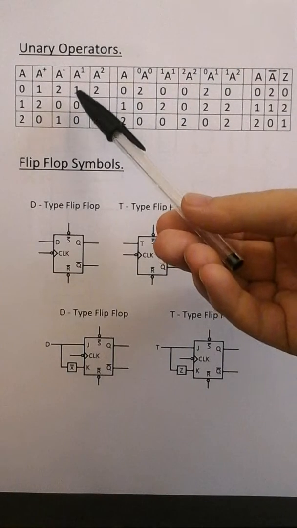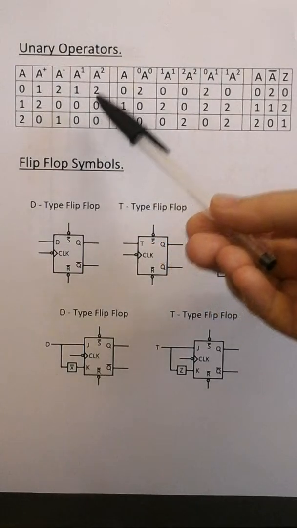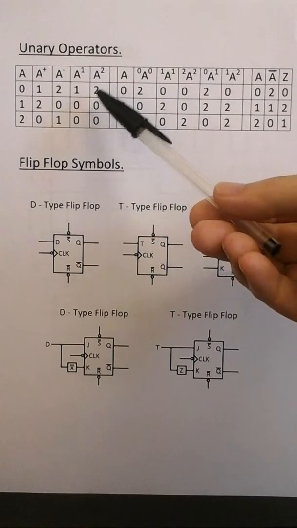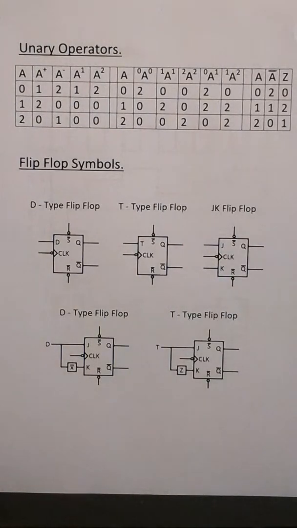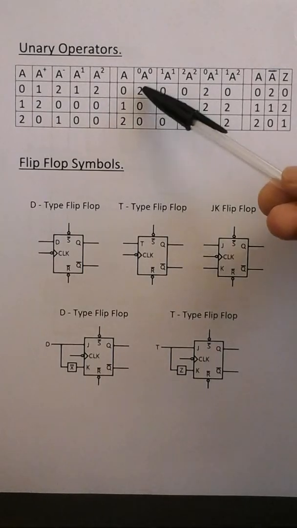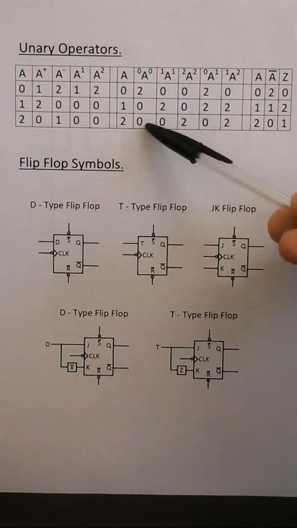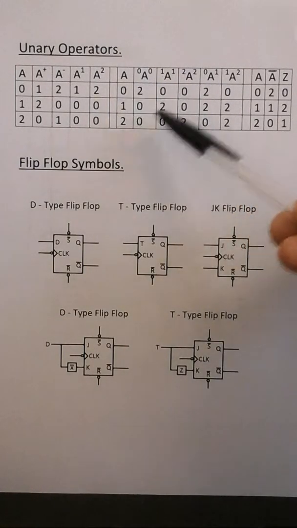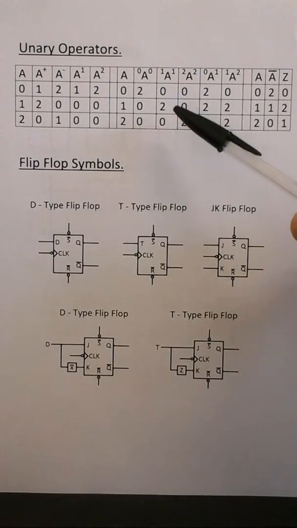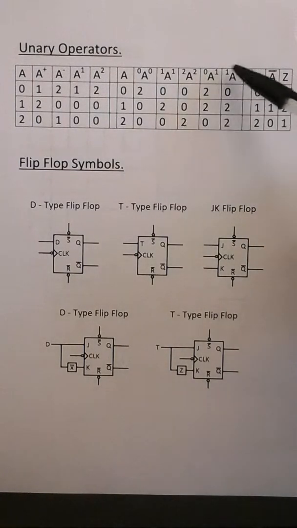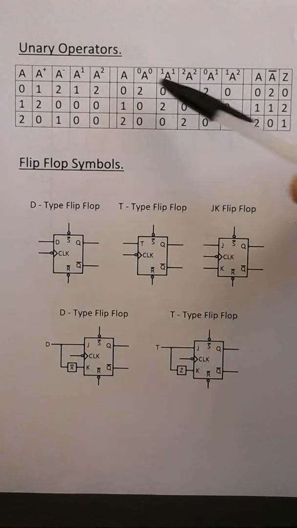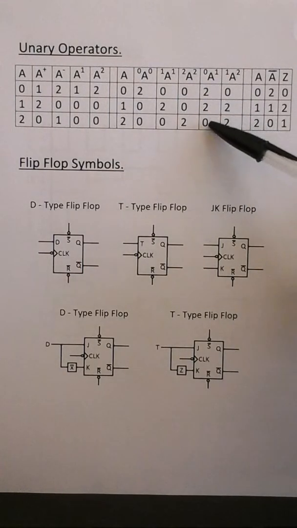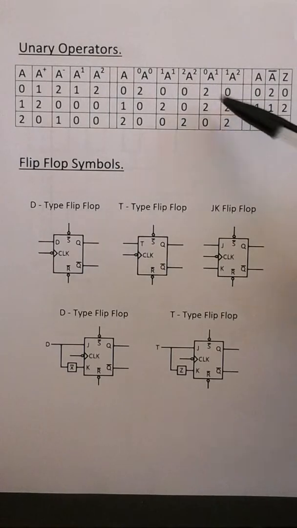This is A1, which is a 1 if A equals 0 and 0 otherwise. And this is A2, which is 2 if A is 0 and a 0 otherwise. So these unary operators: A0 is a 2 if A equals 0 and 1 otherwise. A11 is a 2 if A is a 1 and 0 otherwise. A22 is a 2 if A is a 2 and 0 otherwise. A01 is a 2 if A equals 0 or 1 and 0 otherwise. And A12 is a 2 if A equals 1 or 2 and a 0 otherwise.